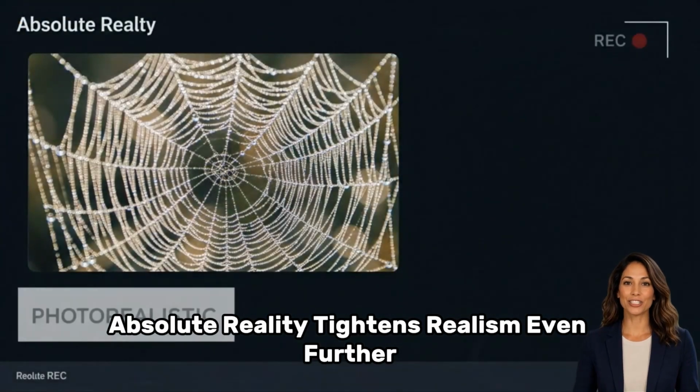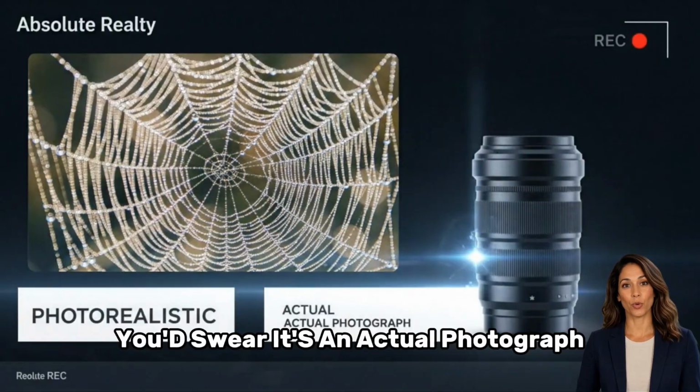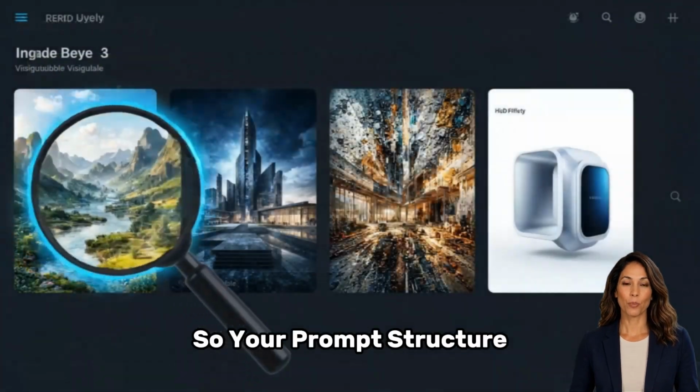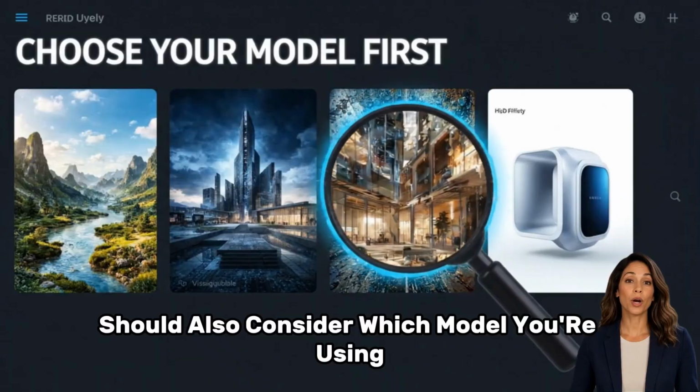Absolute Reality tightens realism even further. You'd swear it's an actual photograph. So your prompt structure should also consider which model you're using.